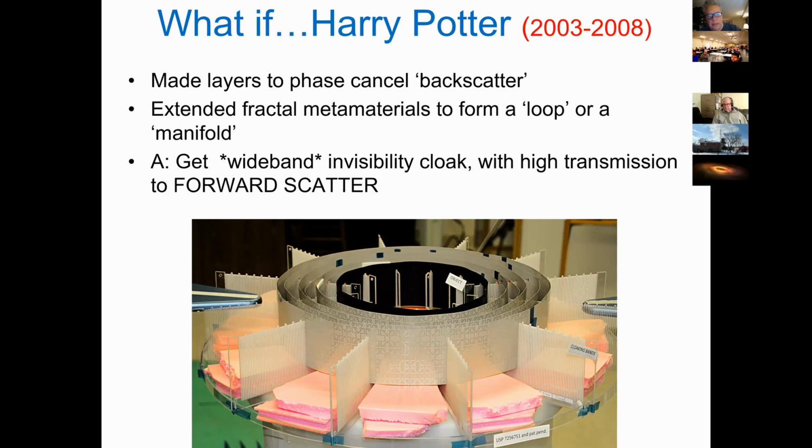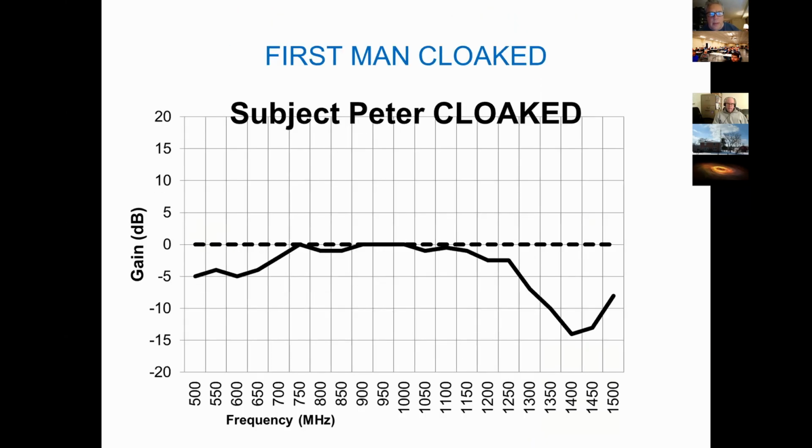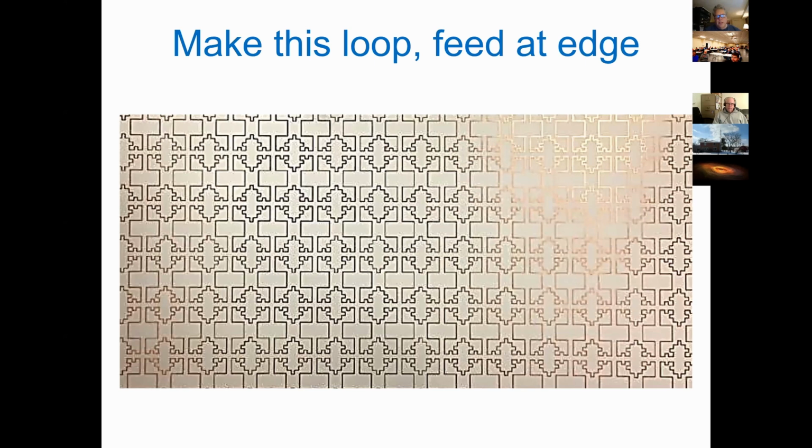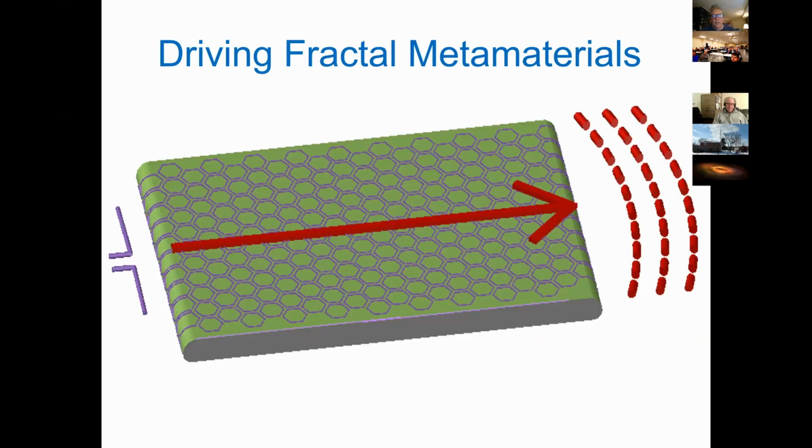By the way, in this picture here, we just put the log periodics close by to show that they existed. When we actually made the measurements of the cloaks, they were much farther away. But let's take this structure, a bunch of fractal metamaterial loops, and let's make this structure out of it. In other words, we're going to make a very squashed loop, feed it from an edge with a dipole, and ask what happens.